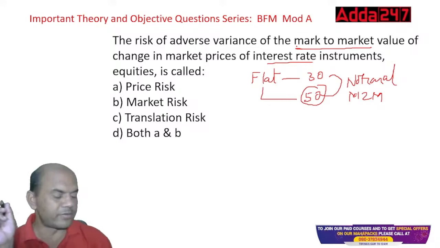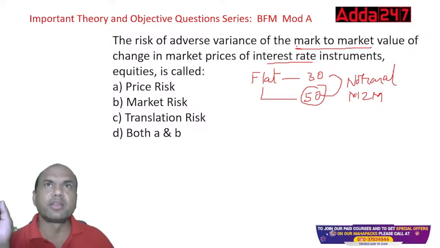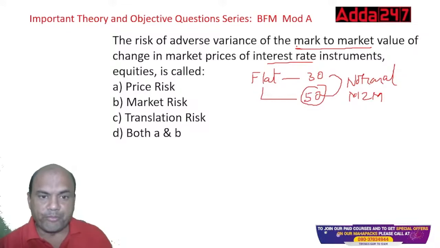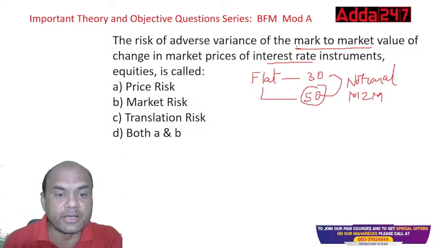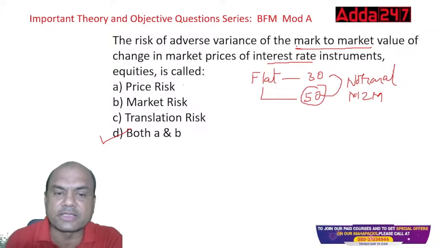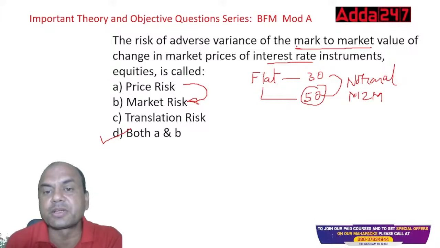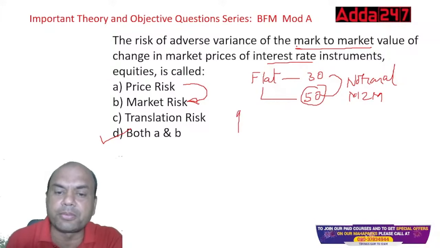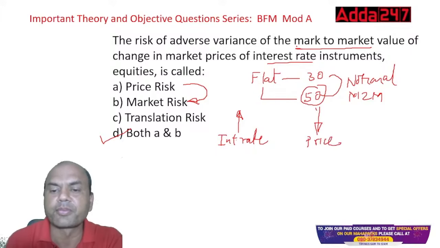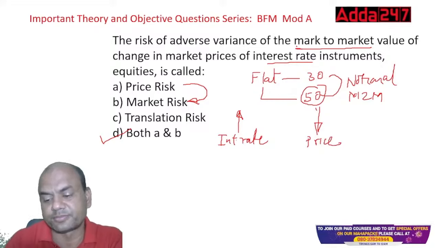What is the answer? Let me get it from you first, and then I'll explain. It is both A and B: price risk and market risk, both. Because market price risk is actually a part of market risk, and price risk arises because of interest rates. If the interest rate goes up, then the price of the bond will go down. Price will always go down. So this is basically the logic behind this.